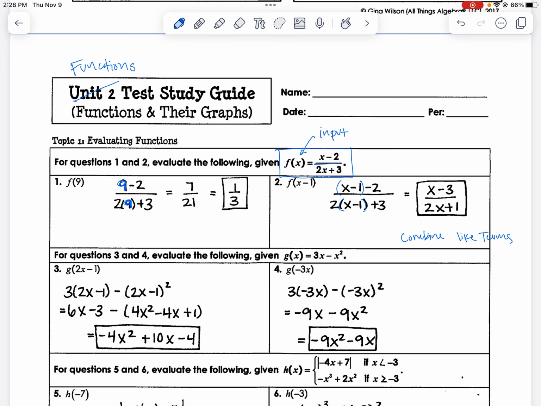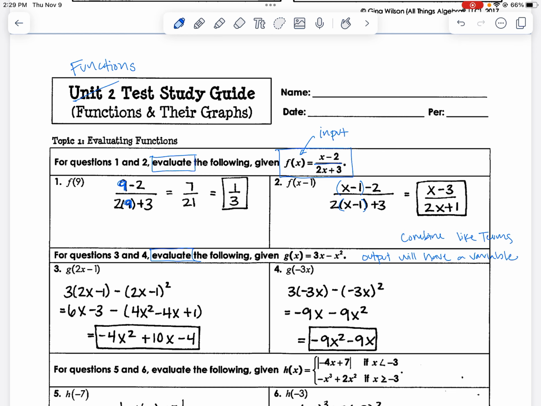Just plug and chug. In 3 and 4, again, the key here is evaluate. So there's going to be some value and some output. In numbers 1 and 2, it was a number because I plugged a number in. In numbers 3 and 4, when I evaluate, my output is going to be something with a variable because I'm plugging in something with a variable.